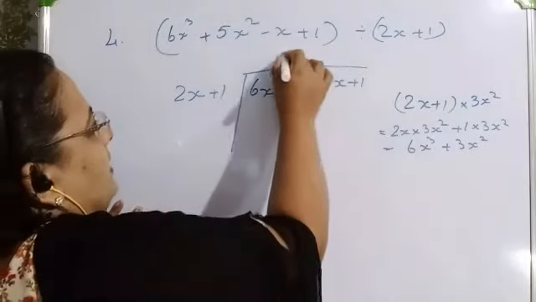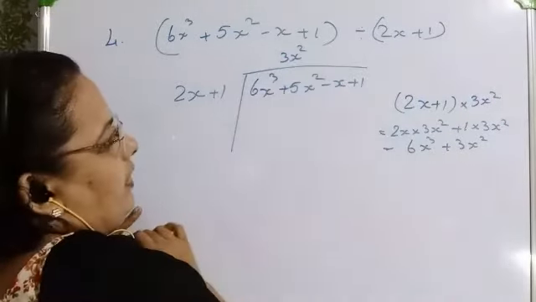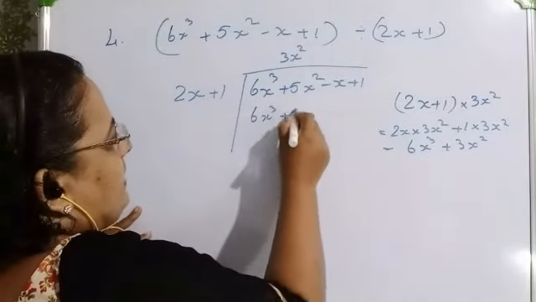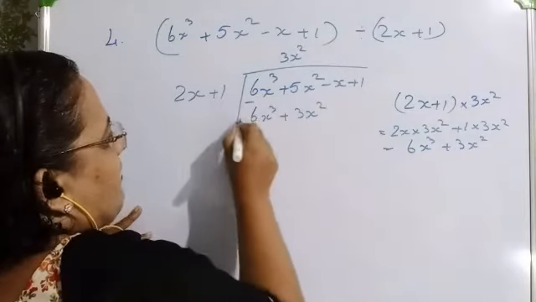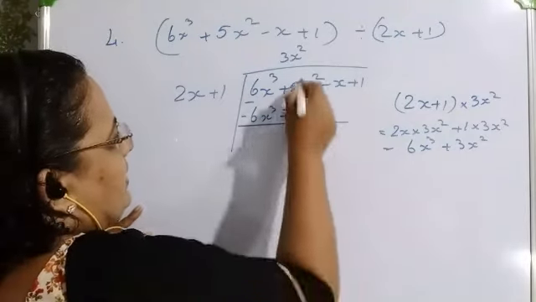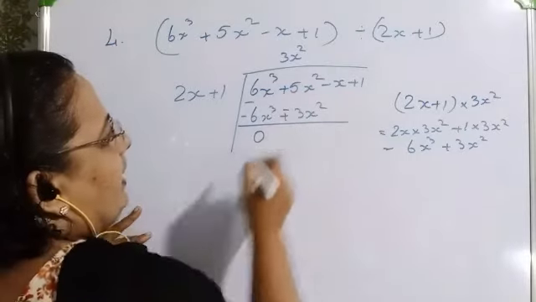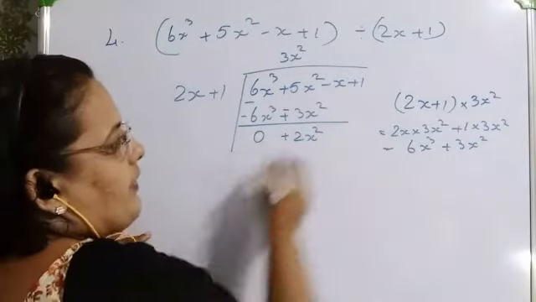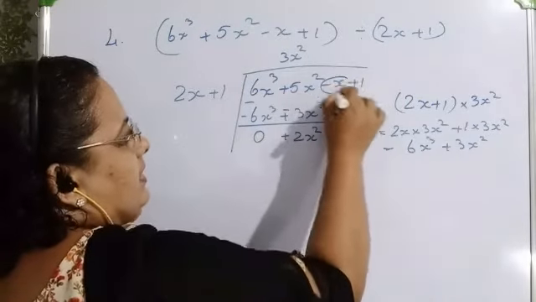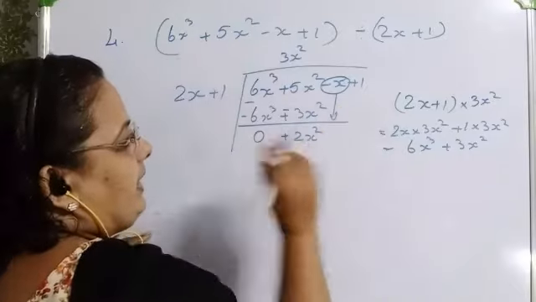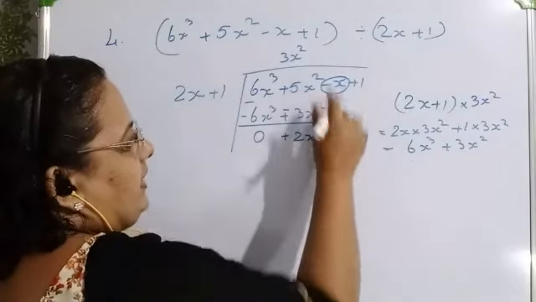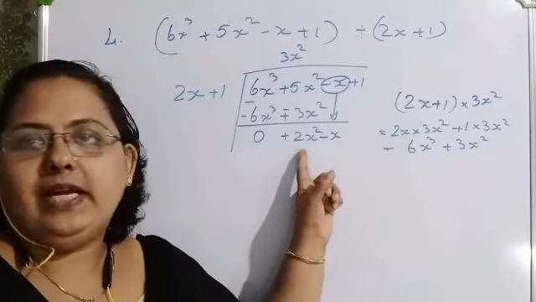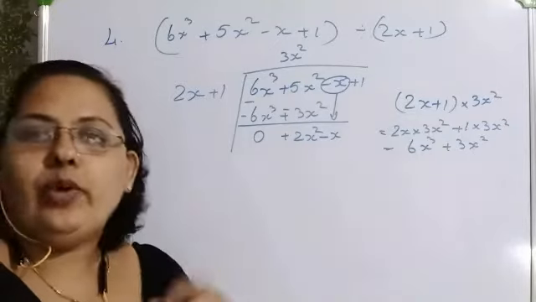Now we will write this 3x square here on the top, and this one we will write and subtract it. 6x cube plus 3x square. Subtraction, this will be minus and this also will be minus. So here this is 0 and here it is plus 2x square. Now next, not the whole thing, this term you have to bring down. Term by term you have to bring down. Here 4 terms are there, that's why the third term we are bringing down. 2x square has to be eliminated. So what shall we do with that 2x?